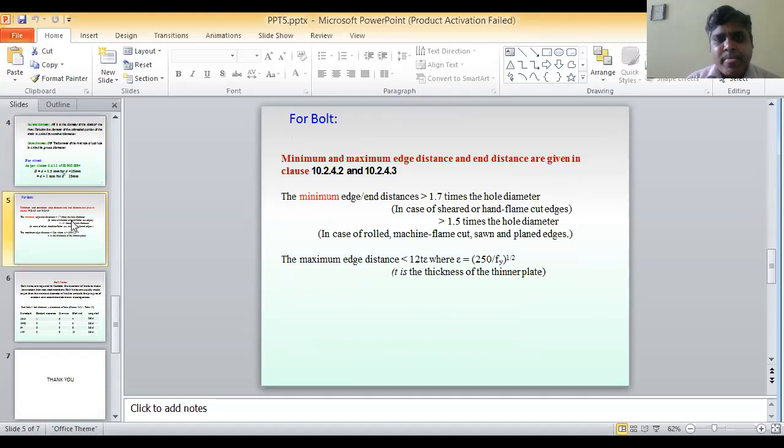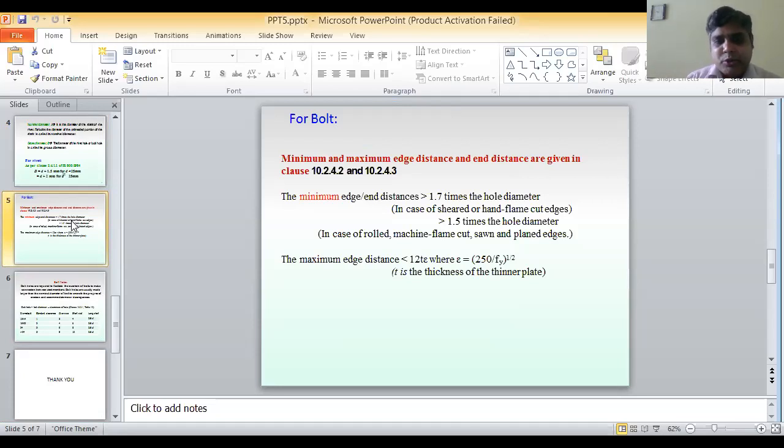Now, for bolt, minimum and maximum edge distance and end distance are given in clauses 10.2.4.2 and 10.2.4.3 in the IS code. The minimum edge and end distance is greater than 1.7 times the hole diameter in case of sheared or hand flame cut edge, but greater than 1.5 times hole diameter.